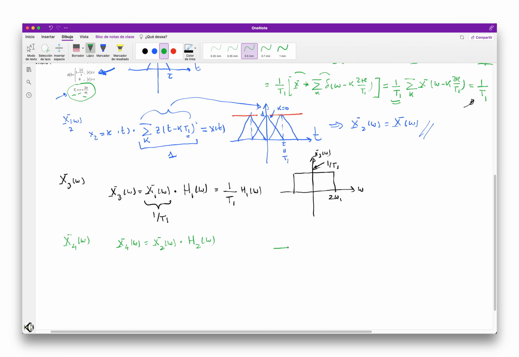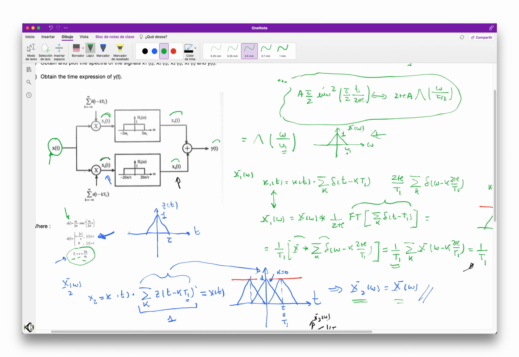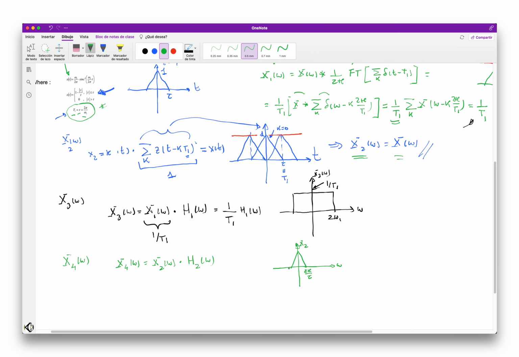We have signal x2 of omega. Let's write this here, x2 of omega. How did it look? Remember, x2 of omega was x of omega, which was a triangle signal. Here the width was W1, which is the same as 2 pi divided by T1. You will see now why I put this frequency that way.